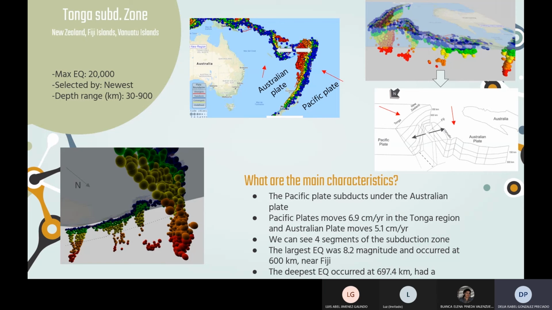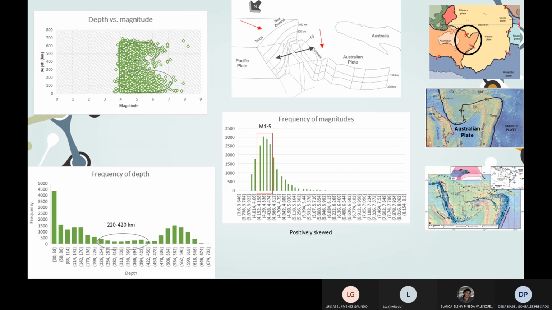We can also see the plate structure. The largest earthquake was around 8.2 magnitude and occurred around 600 kilometers near Fiji, and the deepest earthquake occurred at 697 kilometers and had a magnitude of 4.1.